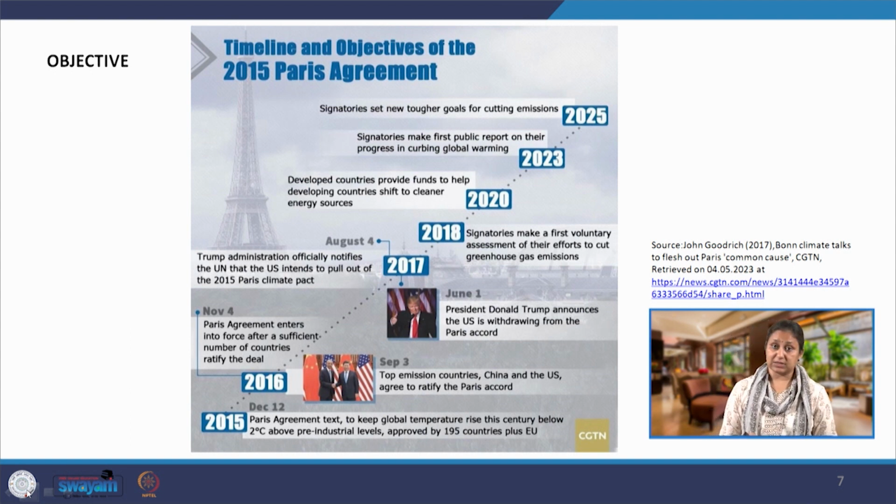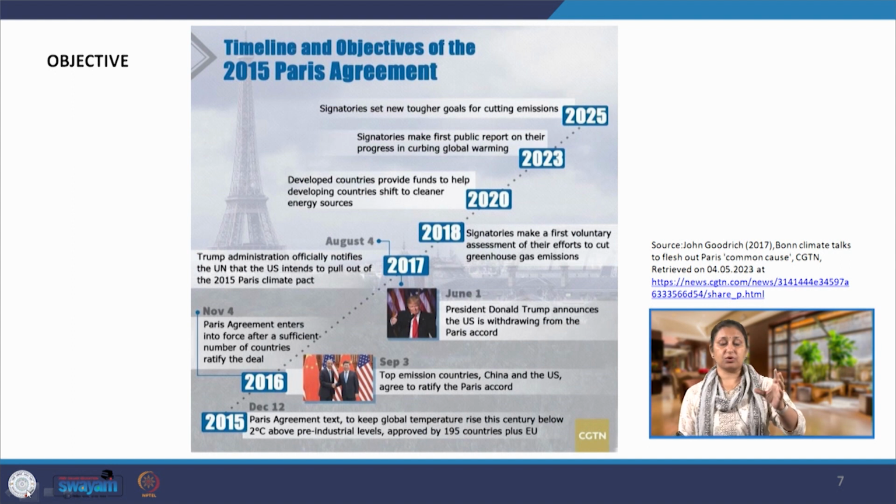cut greenhouse gas emissions. So, as I mentioned, even in the Kyoto Protocol and the Paris Agreement, the countries had to set their own targets voluntarily, and that is what they had to propose. In 2020, developed countries have to provide, so this was added to the Paris Agreement, funds to help developing countries shift to cleaner energy sources.